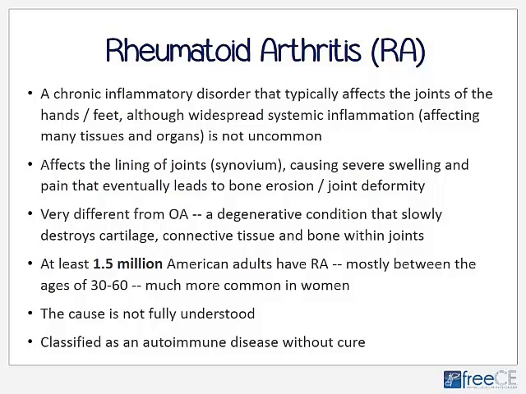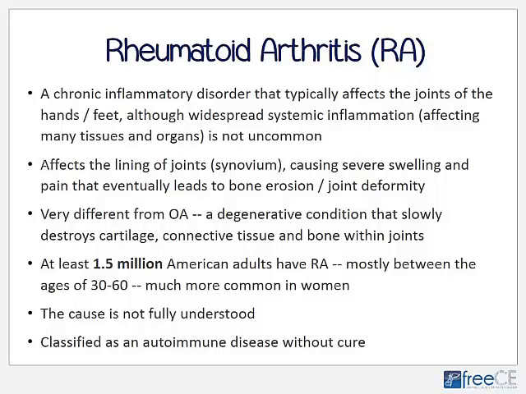And usually the very highly deformed hands that can be seen in the elderly, that's caused by RA, much more so than OA. In fact, RA is quite different from OA. OA is really a degenerative condition that slowly destroys cartilage, connective tissue, and bone. The big thing about RA is it's much more inflammatory, it tends to be more disfiguring, and tends to be more painful. At least 1.5 million American adults have RA, and these people are usually between the ages of 30 and 60, and of course it's much more common in women.